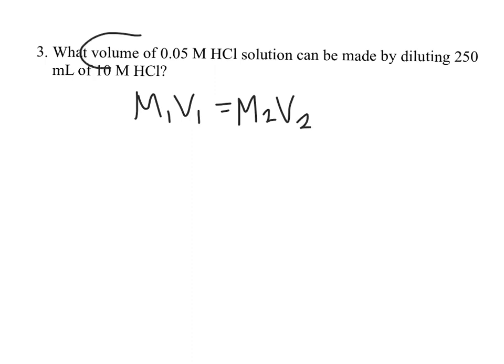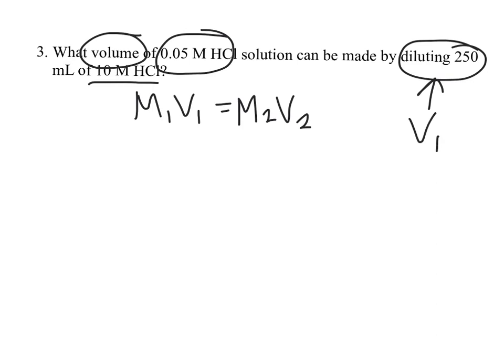So let's look. We want to know what the volume is of a 0.05 molar hydrochloric acid solution. What volume of that can be made if you dilute 250 milliliters of 10 molar HCl. Okay, so if we look at this, we have a 250 milliliter solution that is 10 molar. So we have those two. We know that we want to make the new concentration, so the second molarity, 0.05. We just don't know the volume.